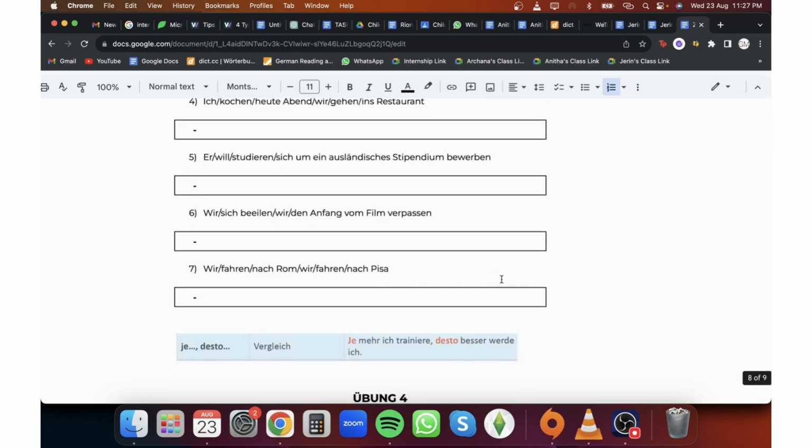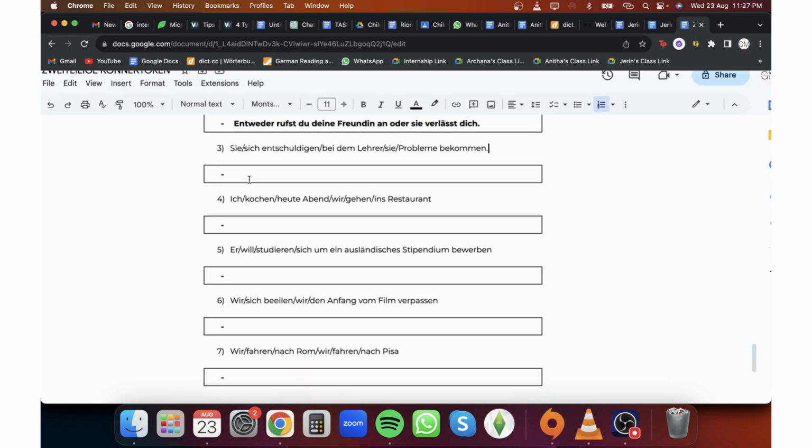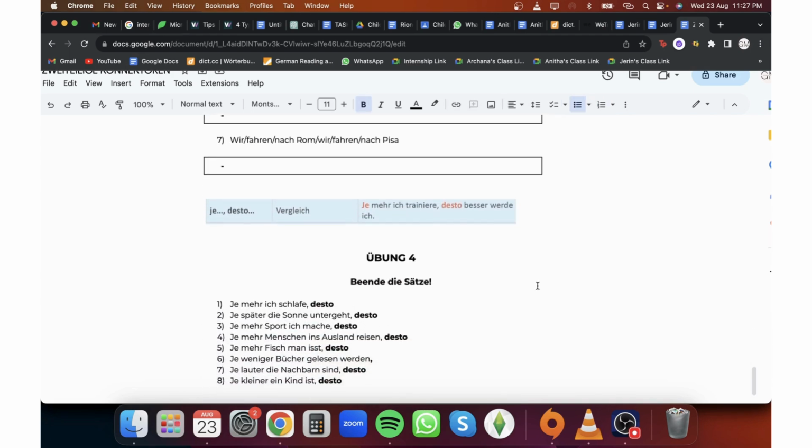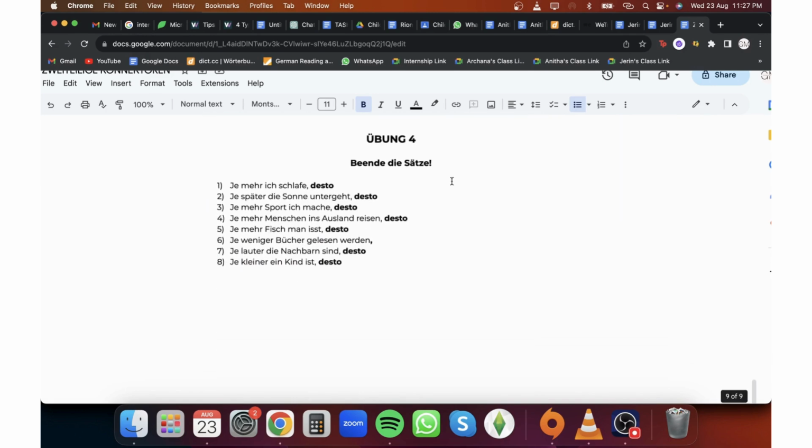So this is how I expect you to do the rest of the exercise. 5 more sentences, not a lot over here, right? Attempt to do this. Once you're done with this, you can give Übung number 4 a go, right? Here we have to do completion of the sentences. Beende die Sätze, right? So the more I sleep, the more energized I am. Something like that, okay? The more fish one eats, the more protein one gets. Anything along the lines of that. You have to complete the sentence.